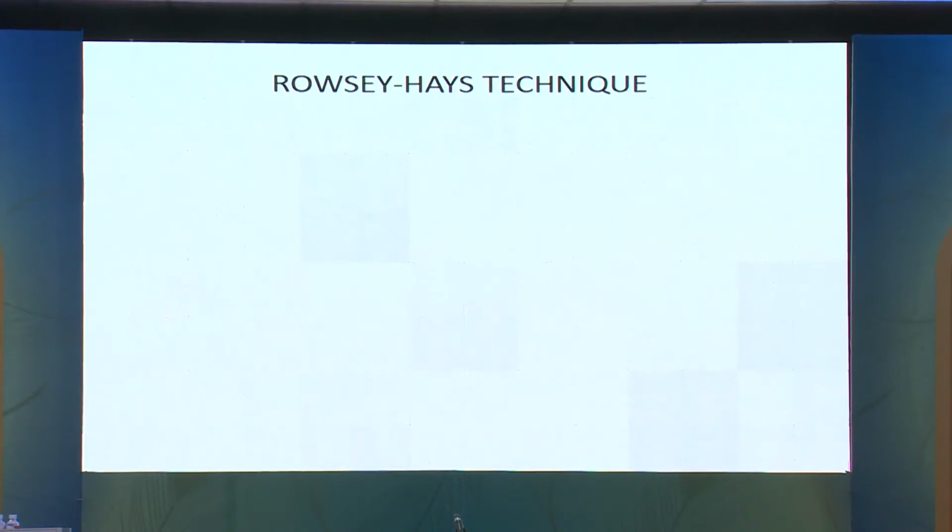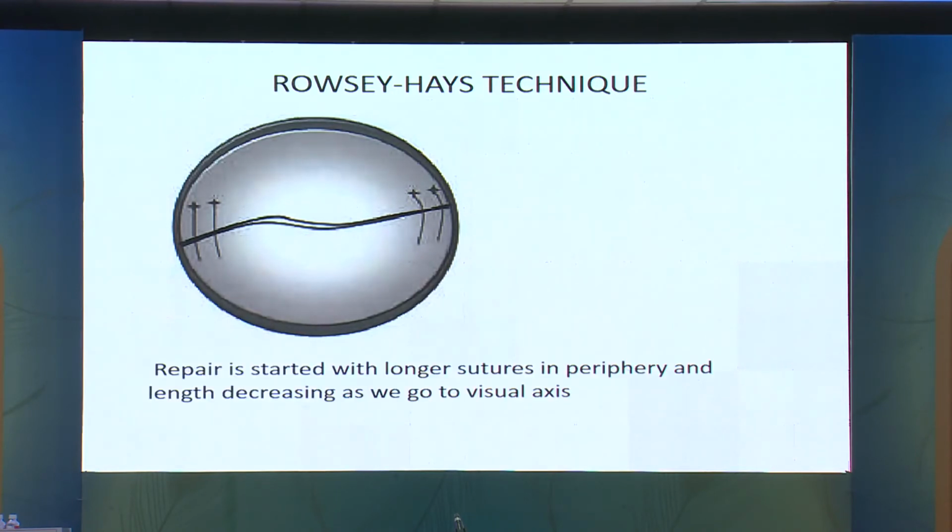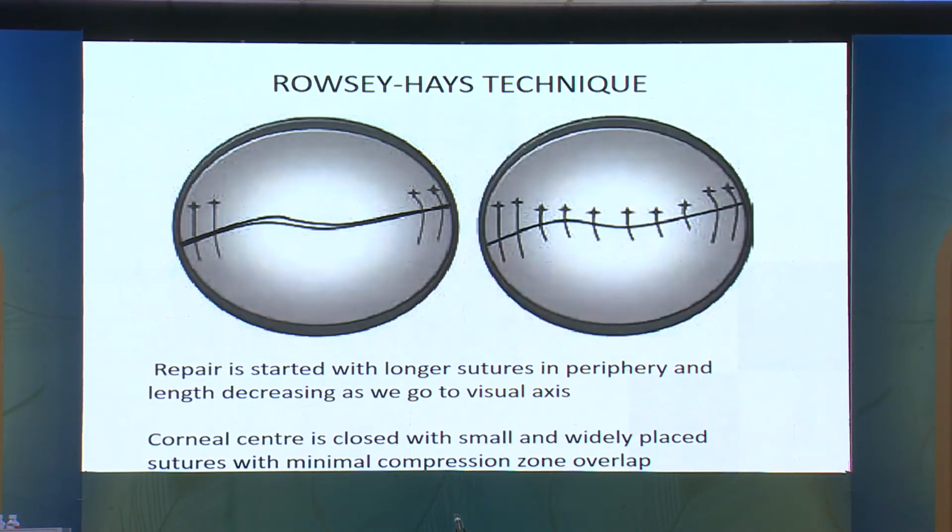So whenever we have a limbus to limbus tear which is pretty much straight, then we apply a technique called the Rouse-Hayes technique, in which repair is started with longer sutures in the periphery, and the length decreases as we go to the visual axis, and then the corneal center is closed with smaller and widely placed sutures with minimal compression zone overlap. So this leads to a better contour of the cornea at the end of the procedure.